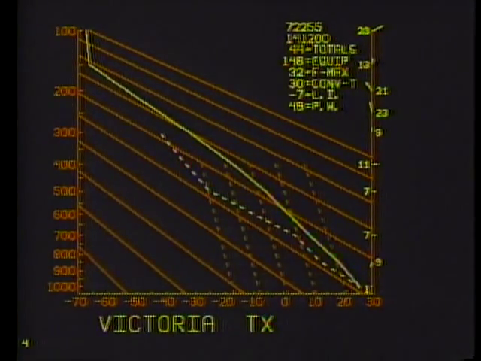The final sounding from Victoria, Texas, indicates significantly drier conditions throughout the troposphere. Although static stability and vertical wind shear are comparatively weak, this sounding is unfavorable for tropical cyclone formation due to the relative lack of deep moisture.